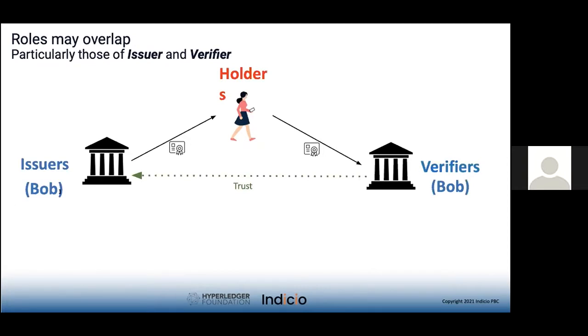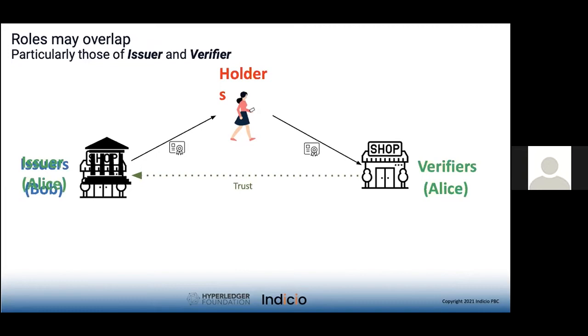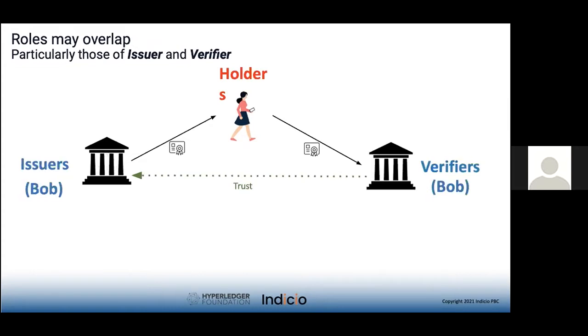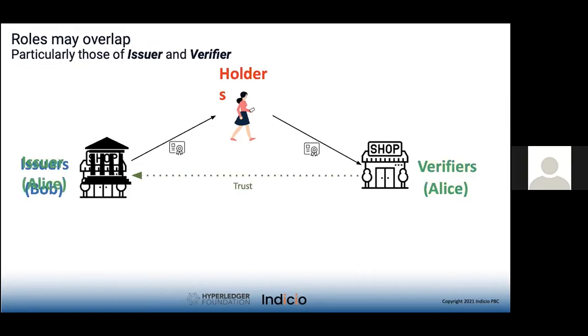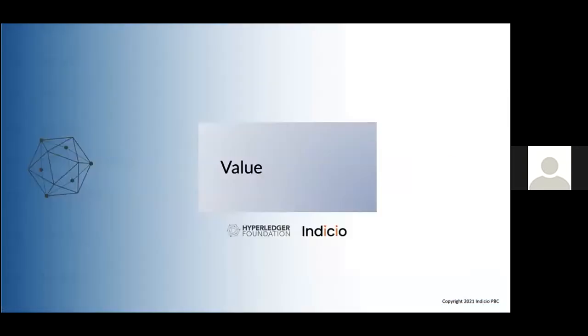So an issuer may actually give a credential to a credential holder, and then Bob acts as a verifier of his own credential. Likewise, and I apologize, I didn't do a good slide review there, Alice may also act as a verifier of her own credential or take Bob's credential and then reissue from it.